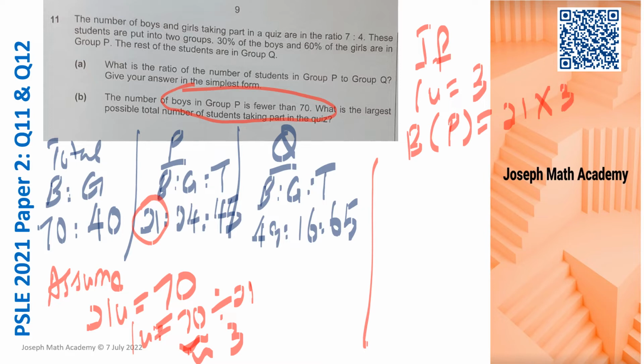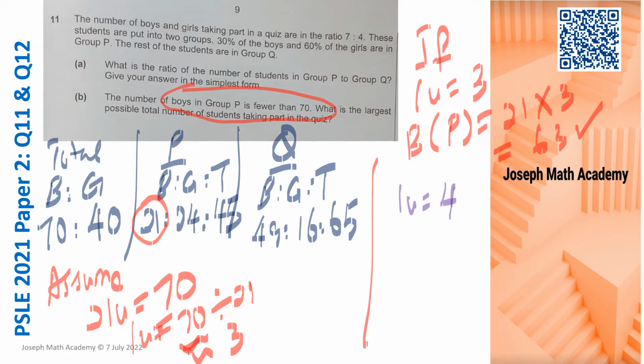So 21 times 3, that is 63, which is definitely fewer than 70. Okay, it makes sense. But because 70 divided by 21 is about 3 point something, what if we take 1 unit to be a 4?